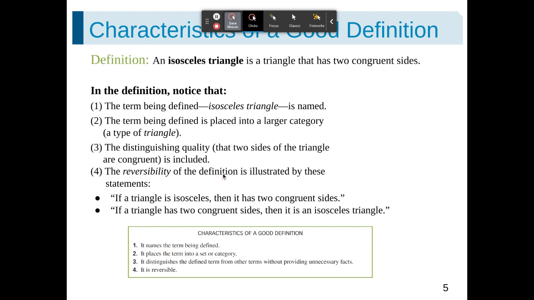So what does that mean? If a triangle is isosceles, then it has two congruent sides. If a triangle has two congruent sides, then it's isosceles. So those are the foundations of a definition.